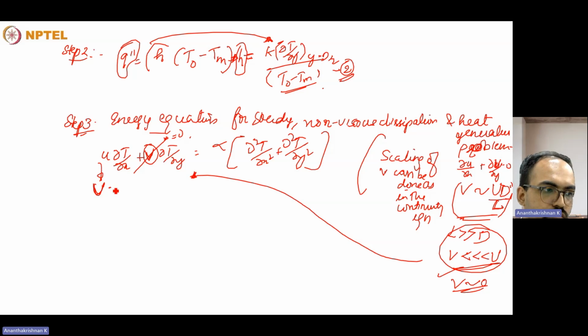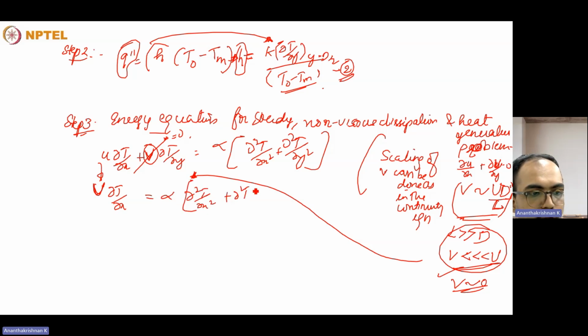So the reduced equation will take the form U dou T by dou x. U is the velocity variation in U, but here it is a constant. U is the same. Then we have the other two terms, alpha into dou square T by dou x square plus dou square T by dou y square. Taking this alpha to the other side, you can write it as scaling analysis: U by alpha dou T by dou x.